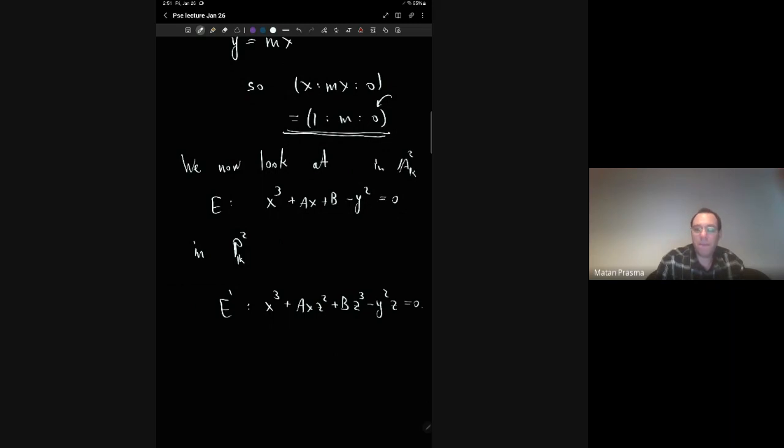And so, of course, the original k-rational points in E, the affine points on E, correspond to (x, y, 1). Any point (x, y) that lies on the original curve, its affine version in the projective plane would lie on the projectivization of the curve. But we have something new.